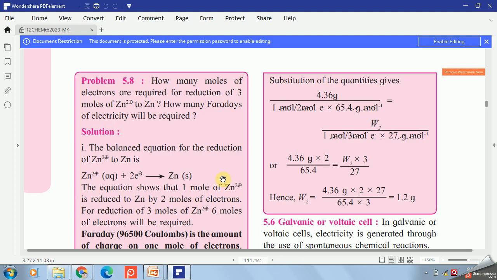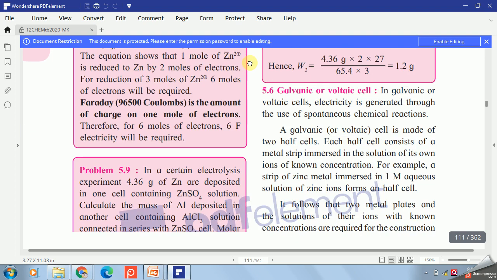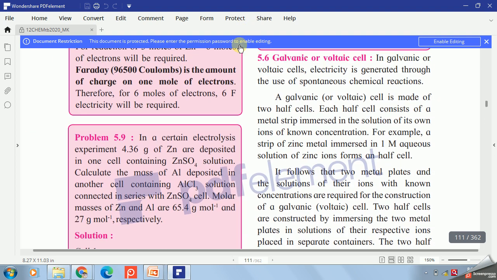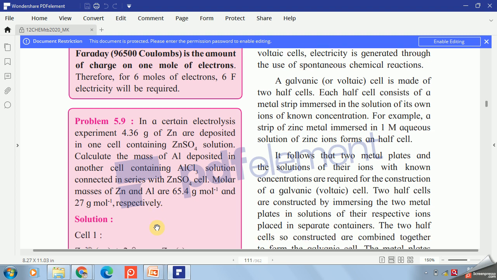We'll see one more numerical when two cells are combined together. So let us see. In a certain electrolysis experiment, 4.36 gram of zinc is deposited in one cell containing ZnSO4 solution. Calculate the mass of aluminum deposited in another cell containing AlCl3 solution connected in series with the zinc sulfate cell. Molar mass of Zn and Al are 65.4 gram per mole and 27 gram per mole respectively. So we have to calculate the mass of aluminum.